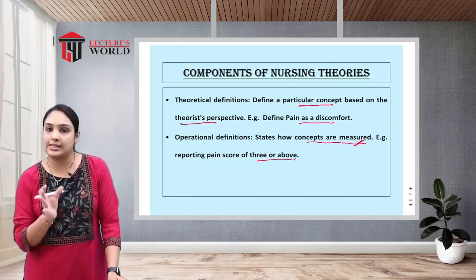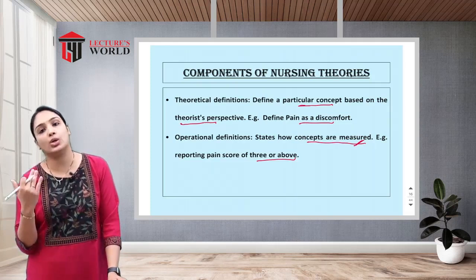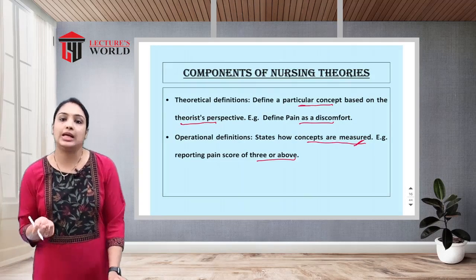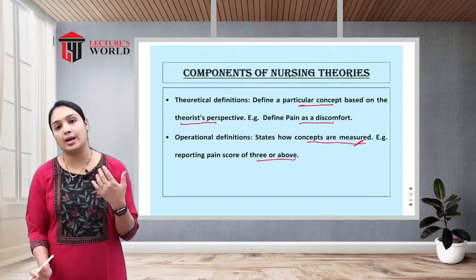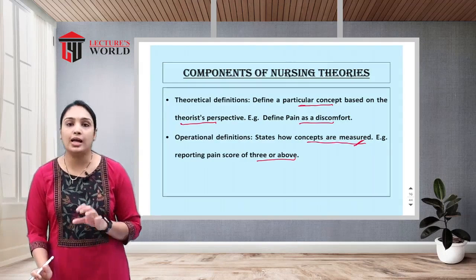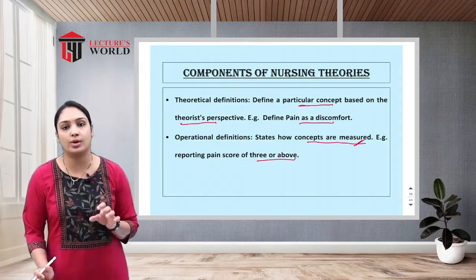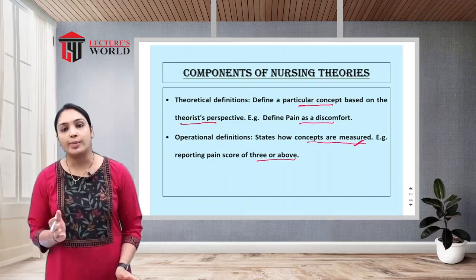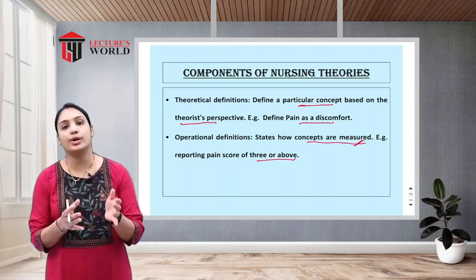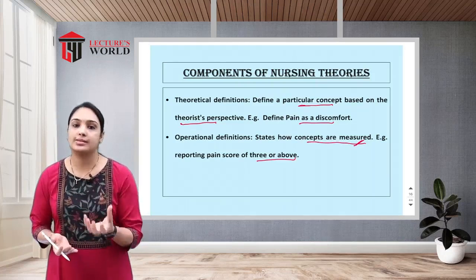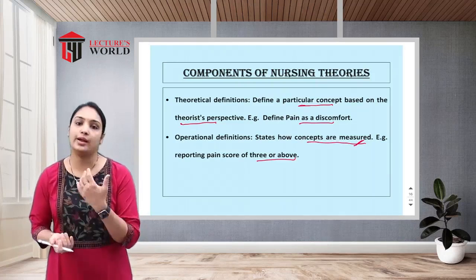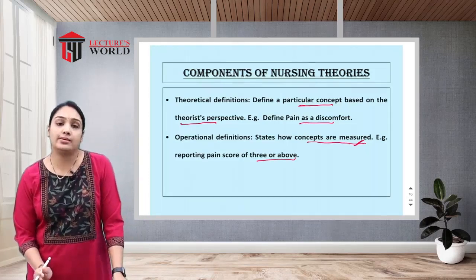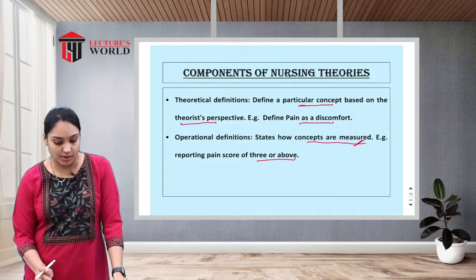So definitions are statements that describe a particular concept of a theory. It can be theoretical or it can be operational. Theoretical definition means we describe the concept according to the theorist's perspective. And operational definition means we state how the concepts are measured according to the level of measurement, how a particular concept is measured. That is known as an operational definition.